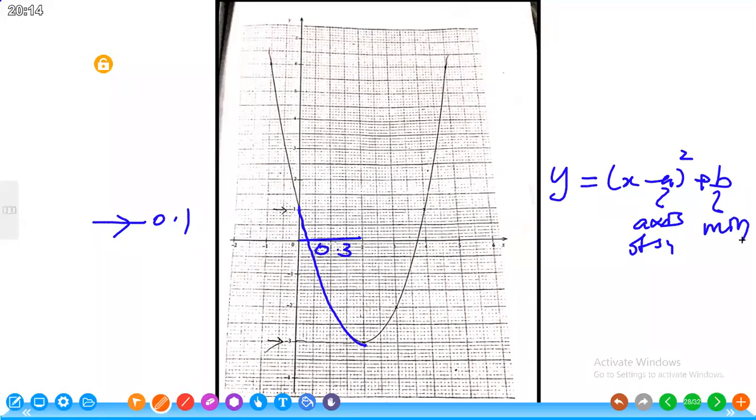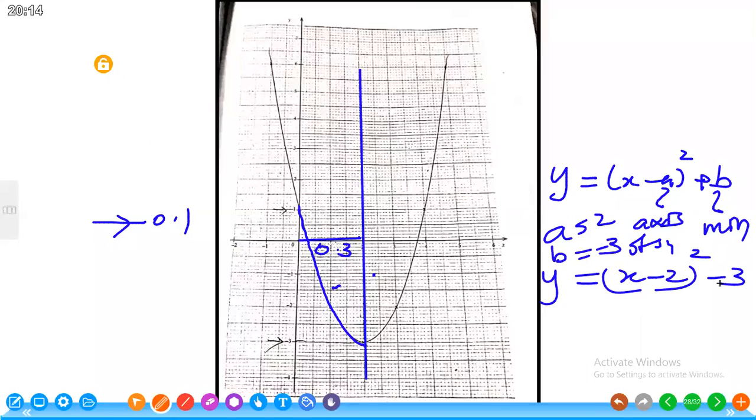Now let us find a and b by using this graph. What is the axis of symmetry, students? This graph is symmetric about the line x is equal to 2, right? So here a is equal to 2 and b is equal to, what are the coordinates of the turning point? The y-coordinate is -3. So b is equal to -3. So y is equal to (x - 2) squared minus 3. This is the quadratic equation for this graph, right?